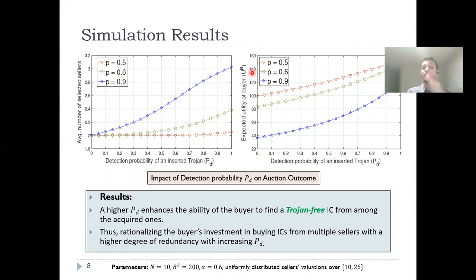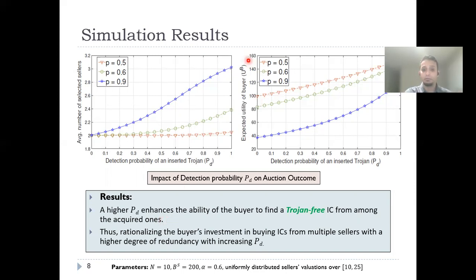Right? As we just discussed earlier, when the PD values are higher, the buyer is able to enhance the chance to find a Trojan-free IC among the acquired ones, which justifies whatever payment or investment the buyer has made. Like, yeah, this is the payment that I have made. It is actually good for my system.